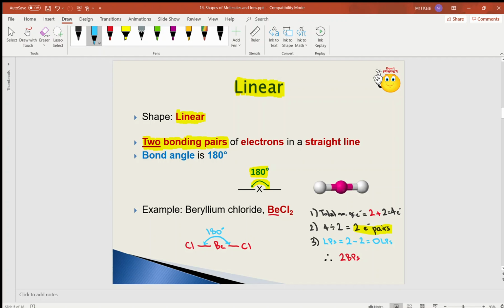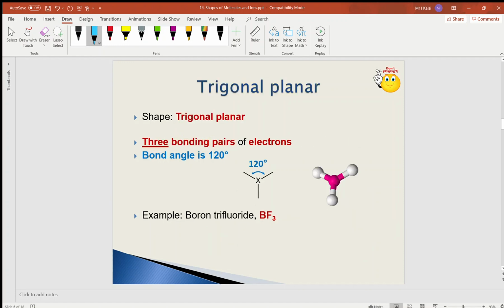I'm going to tell you the next shape we get depending on the number of bonding pairs that we end up with, and then see if you can do the same working out and see if you can draw it, and you can just pause the video. So the next shape we have with 3 bonding pairs of electrons is a trigonal planar shape. So this time we have a trigonal planar shape.